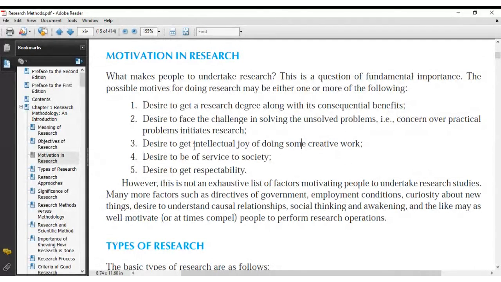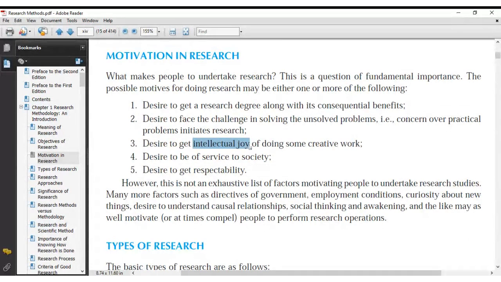Yeah, you just love engaging your mind. It is called intellectual joy. You love thinking, you love exposing yourself to new information. So there are people who are pushed by number 3, the desire for intellectual joy, the desire to know more. Okay, the desire to know more.